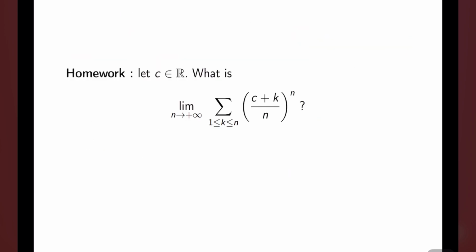So a little homework for you. You just change a little bit the limit from the initial limit. You take c, or whatever real number, and the question is, what is the limit when n goes to infinity of the sum from k equals 1 to n of ((c + k)/n)^n? You can comment the answer if you want. The technique is the same actually that I just did. So the answer is quite close.